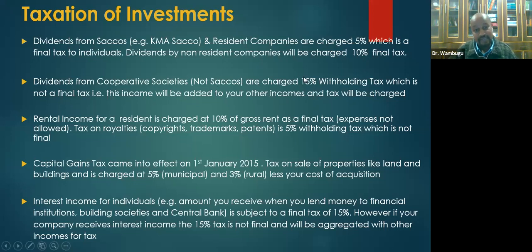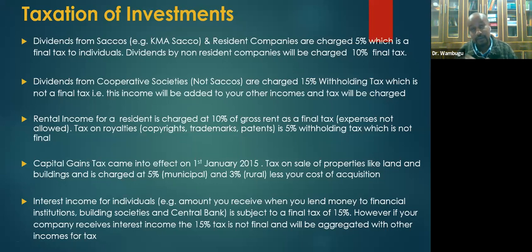Rental income for a resident is charged at 10% of gross rent. Now this changed. I remember a long time ago, you would take your rental income and then remove expenses, and then they used to charge 20%. But the government realized that there was a lot of tax avoidance. So what now happens is that if you have a rental property, the tax is charged at 10% of your gross rent as a final tax.